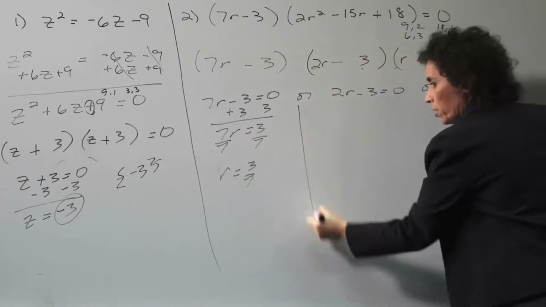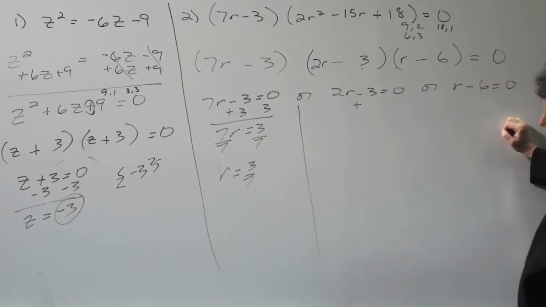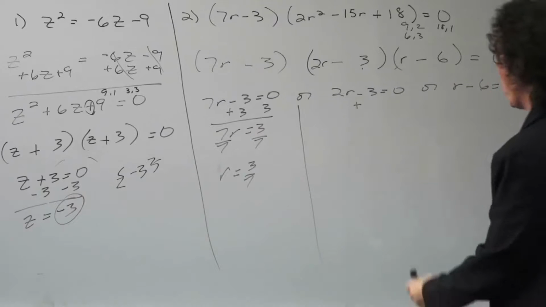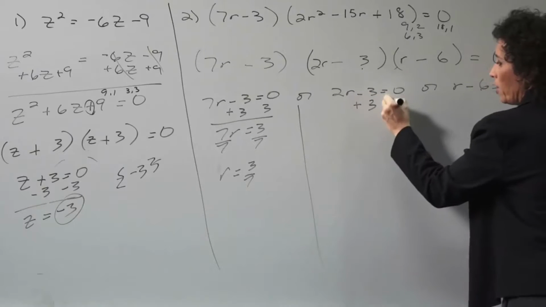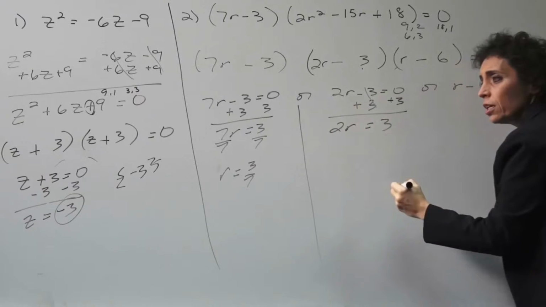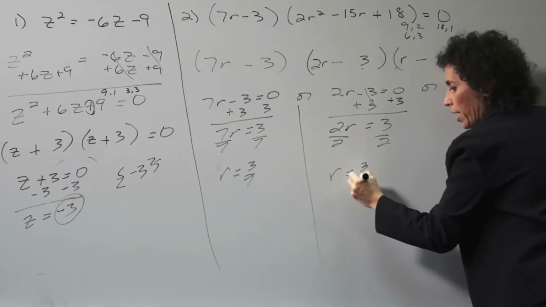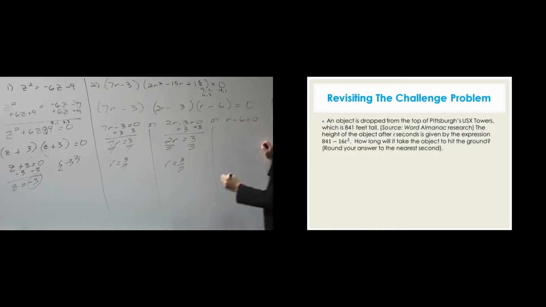Okay, if you want to put a line here to keep things neat, that's up to you. That could be my straightest line in creation. Or does it just look straight to me? Who cares? Okay, I add 3. I add 3. 2r equals 3. Divide by 2. R equals 3 halves. All right, ready? Add 6. Add 6. R equals 6.